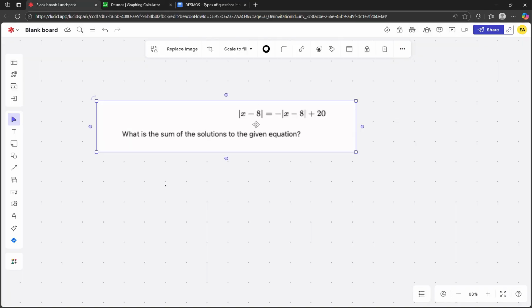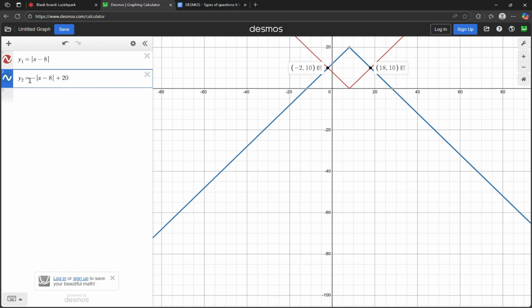So y2 is equal to negative absolute value x minus 8 plus 20, that right there. And then you literally just check the x's. So it's negative 2 and then 18. Then you're going to do 18 minus 2, which is 16. The answer is 16 because you're looking for the sum of the solutions.